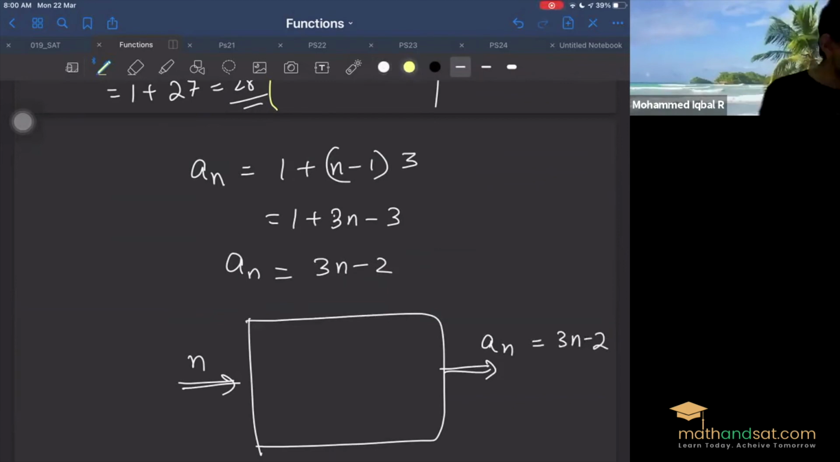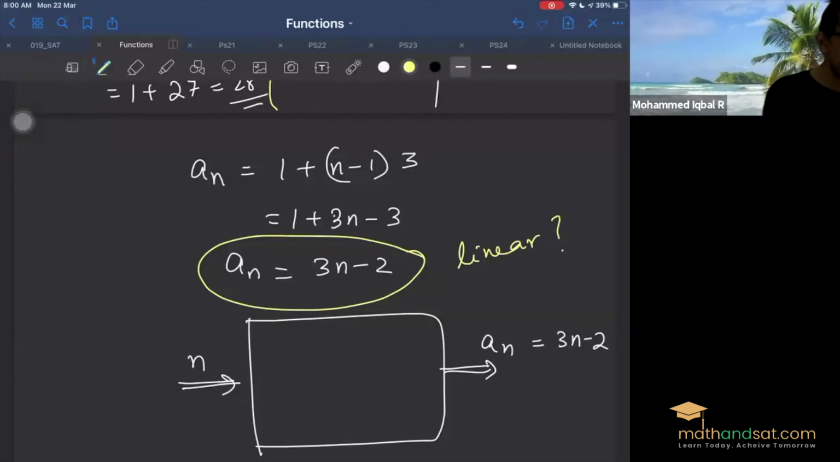Now, don't you think this is a linear relationship? This is linear. Because an is a linear expression in n. It's a linear relationship in n. Is that right?